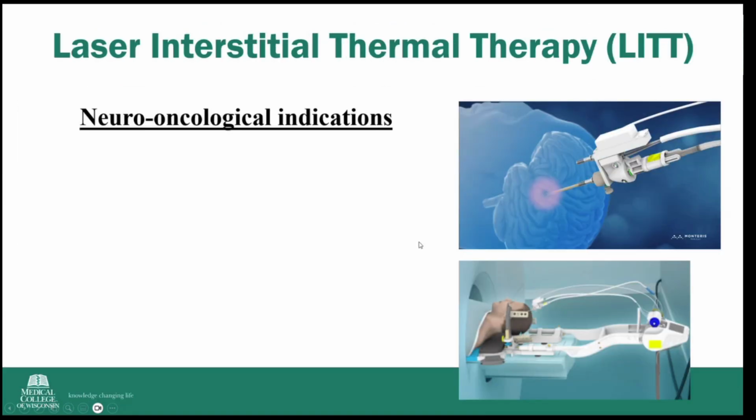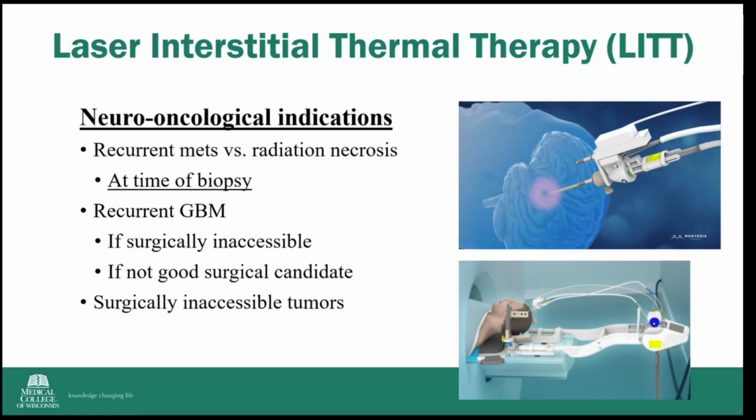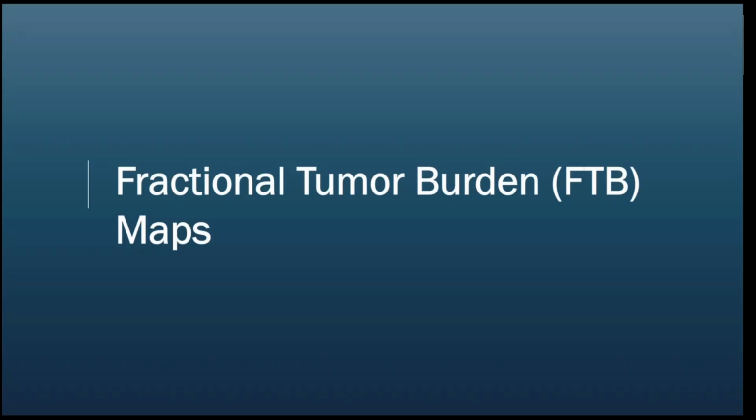So in some neurological indications for LITT, basically recurrent NETs and radiation necrosis, at the time you think you might need a biopsy. Recurrent GBMs, if they're surgically inaccessible, if they're not good surgical candidates otherwise. And then surgically inaccessible primary tumors, LITT can also be a nice tool, for example, in the basic endo. So one thing I haven't touched on is the biopsy portion of LITT.